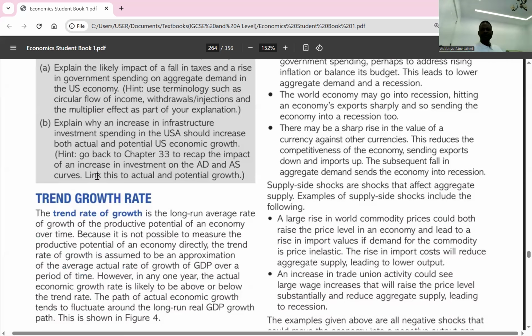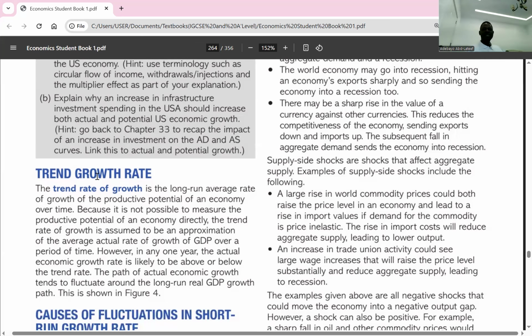The next one, the world economy may go into recession, hitting an economy's export sharply and so sending the economy into a recession too. We talked about reliance on exportation. If countries rely on exportation and there is a world economic recession, this will affect countries that do export. And if countries are unable to do more export, if they are unable to sell what they are used to selling, it will put them back into recession because aggregate demand would fall also. I think the point is clear.